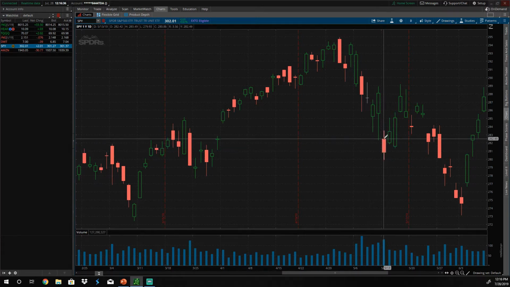So we have an open right here at 282.49. The stock price closed down here at 280.90. So you can see we have a decrease in value in the stock. That's why it's a bearish candle. But the wicks, we reached a low of 279.98, and yet we reached a high of 283.44.